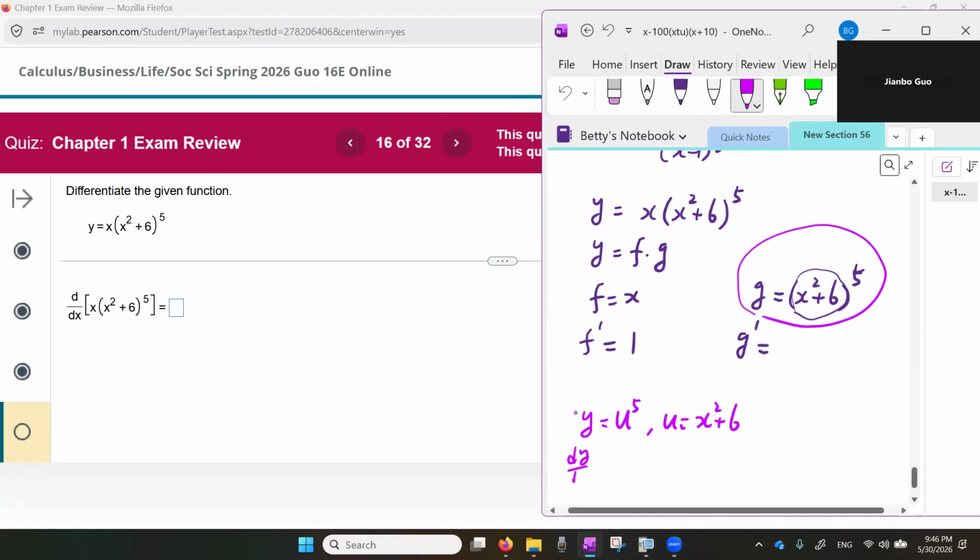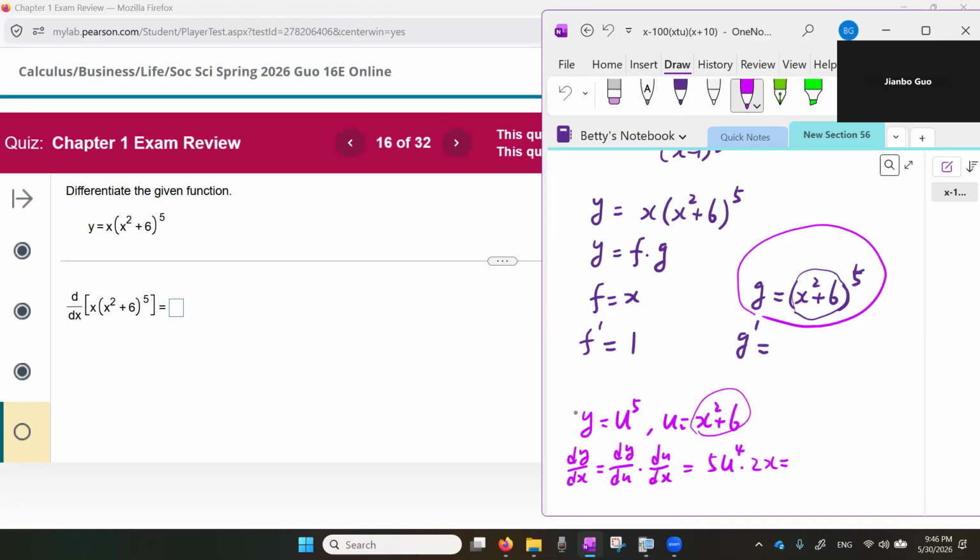Then dy/dx is dy/du times du/dx. So two links in the chain, right? dy/du is 5u to the power 4. du/dx is 2x. And then go back to x, where u is x squared plus 6. So (x squared plus 6) to the power 4 times 2x. Simplify, we have 10x times (x squared plus 6).